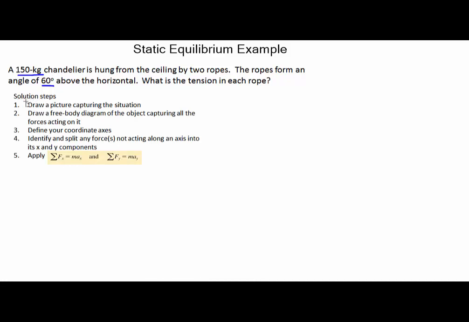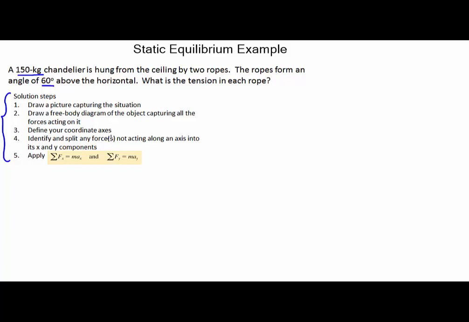For the next couple of weeks, as we will be working with applications of Newton's laws of motion to solve example problems, we're going to be following these solution steps over here. So first we will draw a picture capturing the situation. Next we will draw a free body diagram of the object of interest using the steps we discussed in the previous videos.